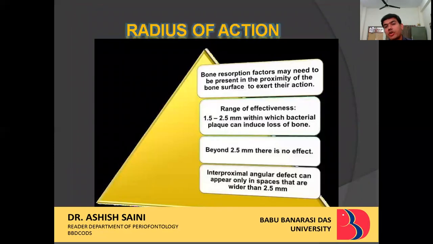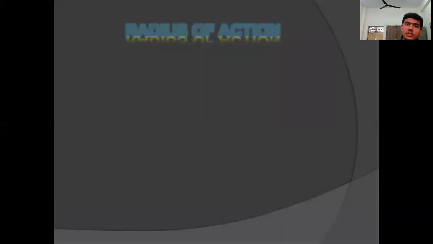Now, radius of action, this is very important. For a bacteria or a toxin, it is not necessary that it should be in direct contact with the bone to cause bone resorption. It has been seen that there is a range of effectiveness, 1.5 to 2.5 mm, within which bacterial plaque can induce loss of bone. Beyond 2.5 mm, there is no effect. So interproximal angular defects or oblique defects can only occur in spaces where the distance is more than 2.5 mm. This is known as the radius of action.